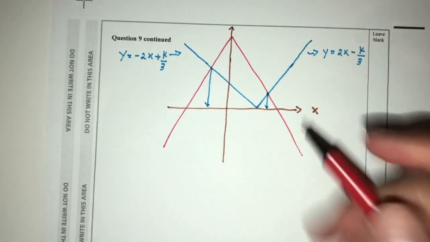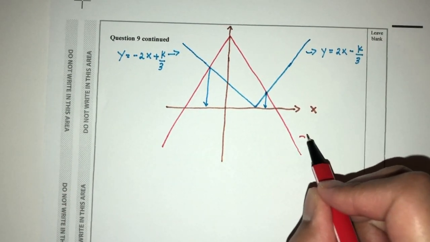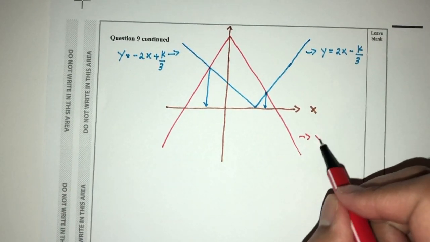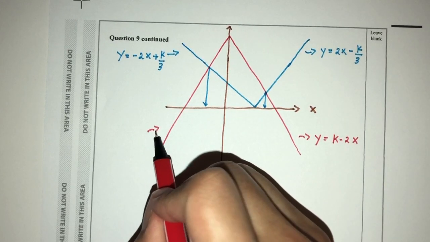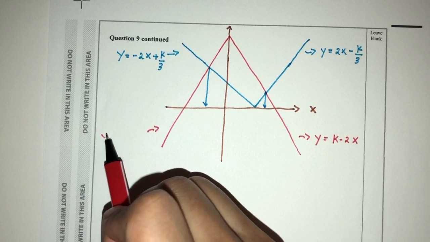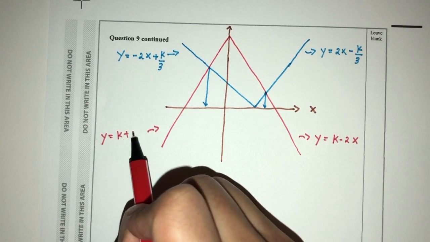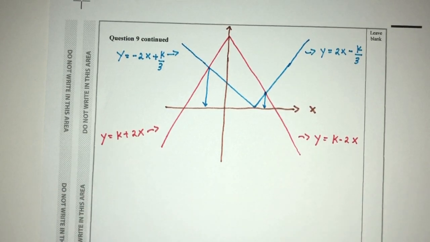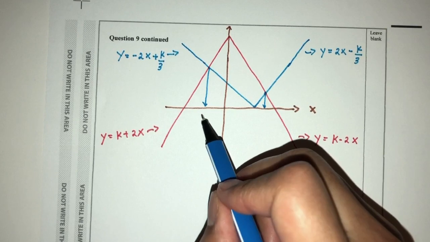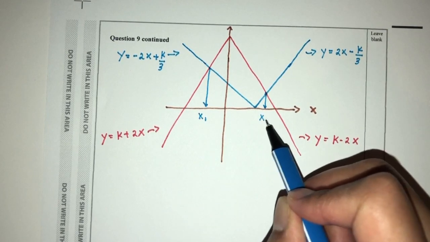Now this one we have seen from part 2 as well. This was given to you by y equal to k minus 2x, and this one was given to you by y equal to k plus 2x. Okay, so these were the two that are given to you, right? Now, pretty easy. How do you find those values of x? Let's call this x1 and x2.